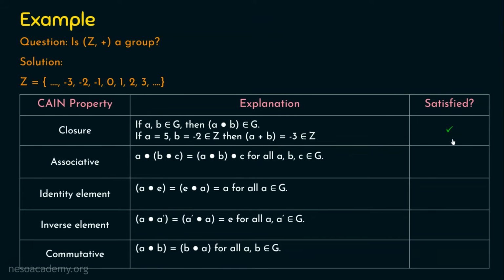Let's now move on to the second property, the associative property. Let's take any numbers from the group. Let me take a equal to 5, b equal to 3 and c equal to 7. (5 plus 3) plus 7 is equal to 5 plus (3 plus 7). Here we will have 15, and here also we will have 15, where 15 is also belonging to this group, right? So obviously the second property, the associative property, is also getting satisfied.